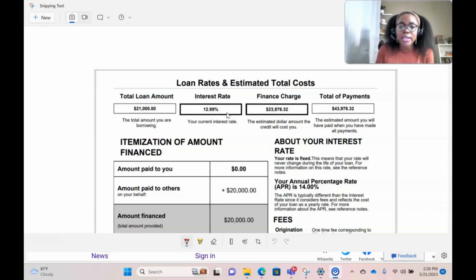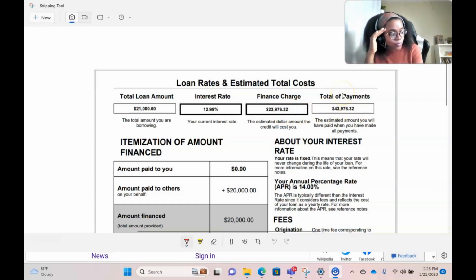And then this is the finance charge, which is basically the extra you also need to pay on top of what you borrowed, and this is from your interest and fees. So this person is going to end up paying a total of $44,000. Whew, that is crazy. I can't even explain it. This person is paying back double what they borrowed.